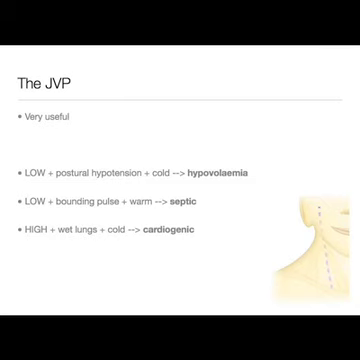So, if the JVP is low and there is postural hypotension and cool skin, think about hypovolaemia as the cause. If there is a low JVP together with a bounding pulse and warm skin, think about septic shock or possibly anaphylaxis. If the JVP is high and there are wet lungs, i.e. bibasal crepitations and cool skin, think about cardiogenic shock.